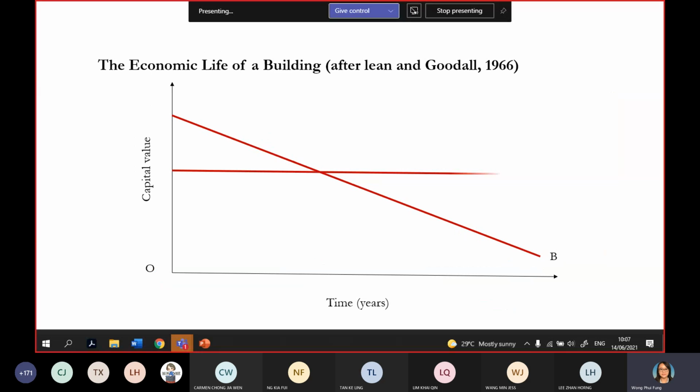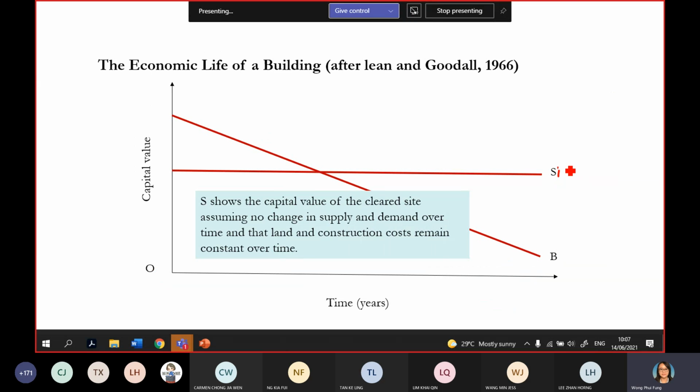Okay. On the other hand, S here refers to site value, which means your land value. S shows the capital value of the clear site, assuming no change in supply and demand, and the cost remains constant. In this graph, we assume that site value is constant, ceteris paribus. But in reality, your site value will increase. But in this graph, we assume site value remains constant. Okay, ceteris paribus.